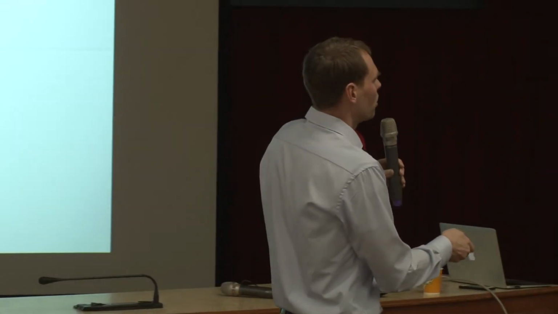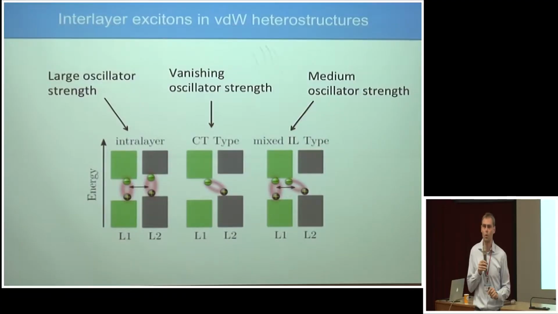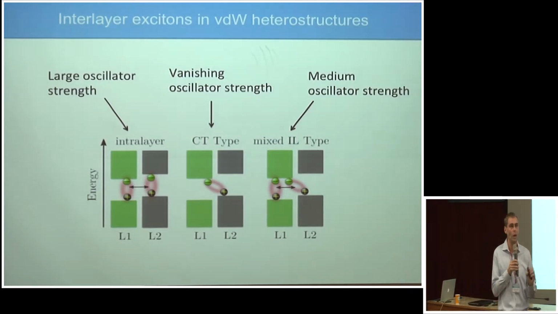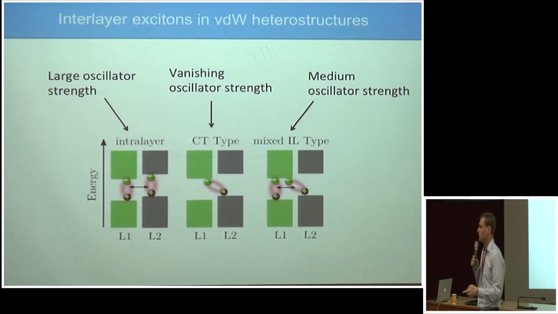So this shows already that describing excitons in van der Waals heterostructures is a rich field. You can have many different types of electron-hole complexes that live in these materials. This is, of course, also what makes it exciting, because we have the possibility of really tuning the properties of these bound electron-hole pairs by changing the material.